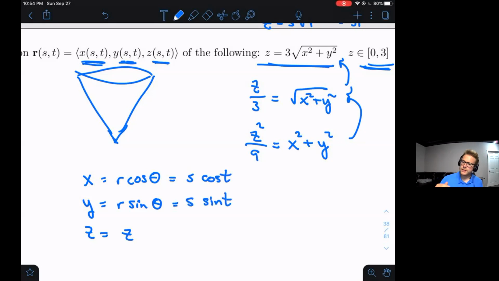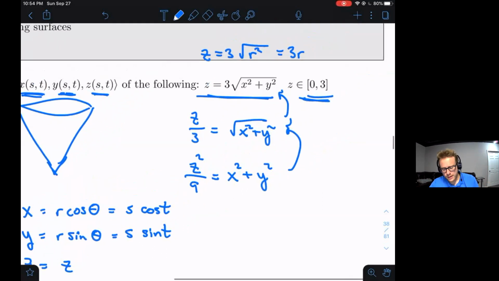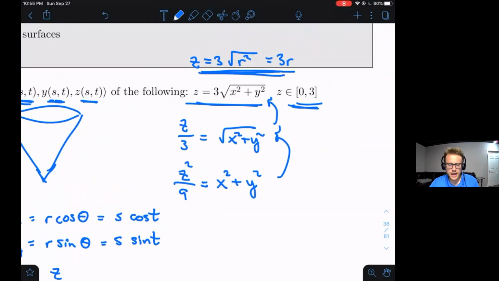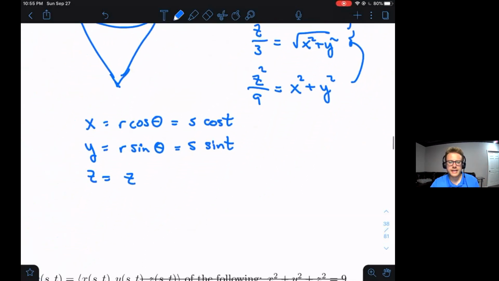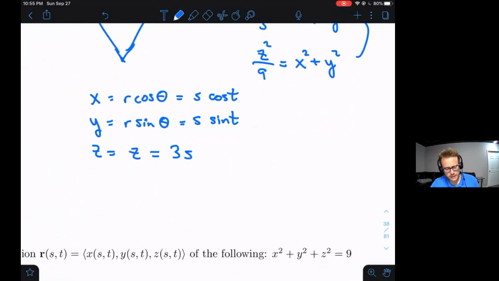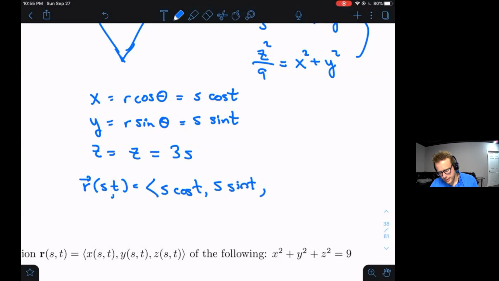And then for z, remember, this isn't just any old random z. This is the z that is the height of this cone. And so again, we have this over here, and we already did a little bit of work, and we saw that z is equal to 3r. Now in this case, my r is being taken, and we're using s instead. So I'm going to go ahead and write 3s. So right now, my parametrization that I'm thinking about is r of s,t is equal to s cosine t, s sine t, and 3s.